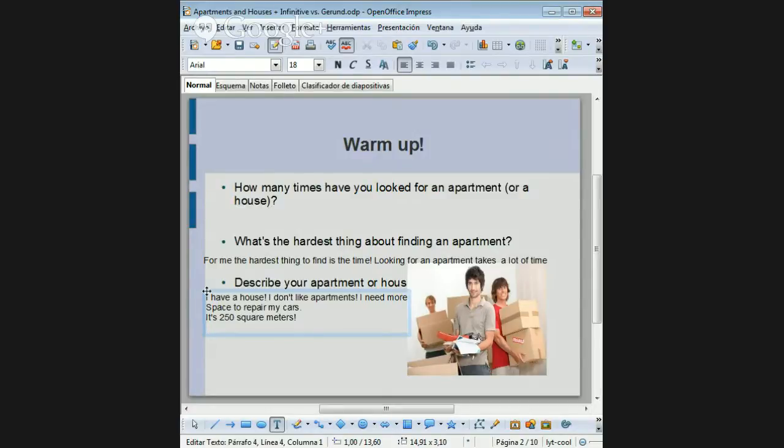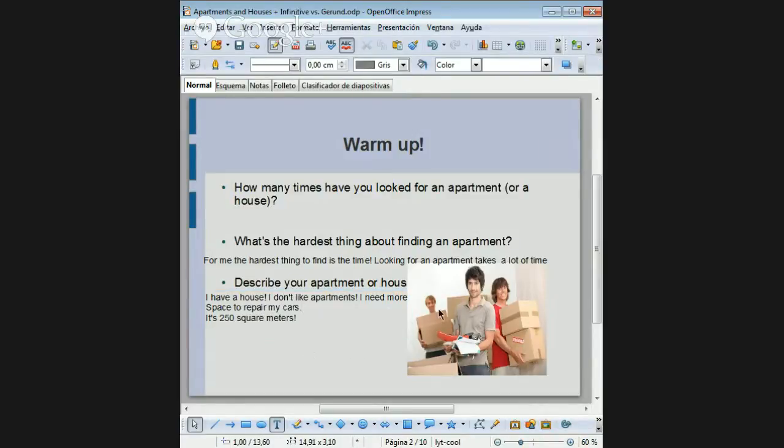And so I don't like apartments. I need more space to repair my cars, like a garage. Yeah. Awesome. Really cool. And what about you, Dima? Can you describe your house or apartment?